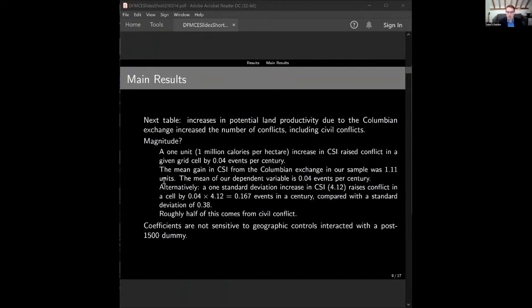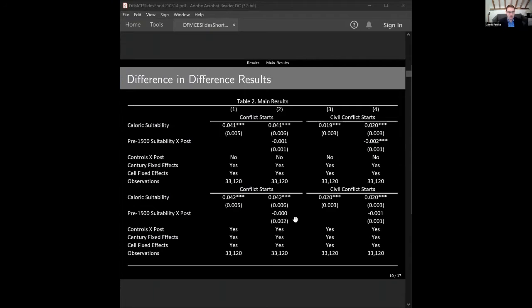If you don't want to think in those terms, you can think instead in terms of standard deviations. A one standard deviation increase in caloric suitability increases the amount of conflict in a given cell by a number that's about half the standard deviation of conflict. Because the coefficient magnitudes are about half for civil conflict what they are for all conflicts, we say that about half this effect comes from civil conflicts. And the coefficients get a little bit bigger when you add controls, so we don't think that that's driving anything.